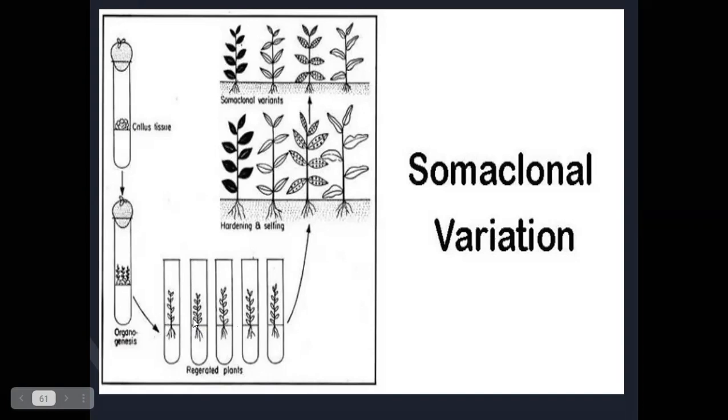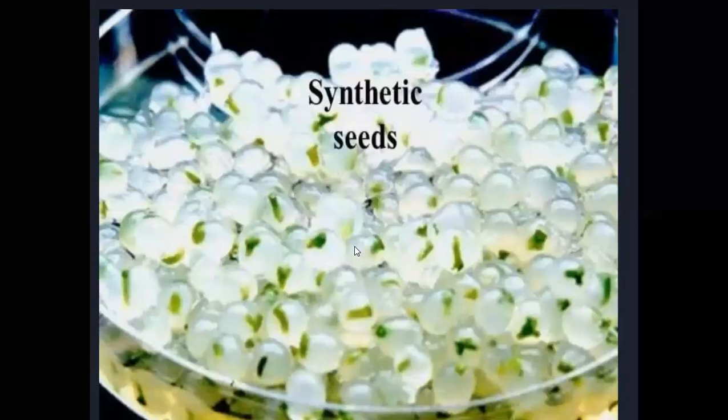The new plantlets show new varieties of characters, with two plants' characters present in only one plant, called somaclonal variations. We rapidly produce somaclonal variations by the tissue culture technique. And the next one is synthetic seeds.